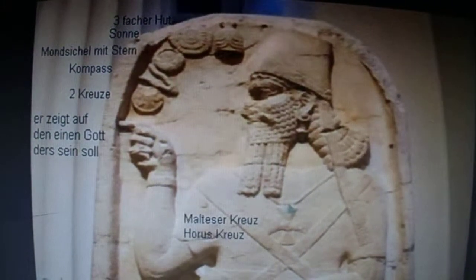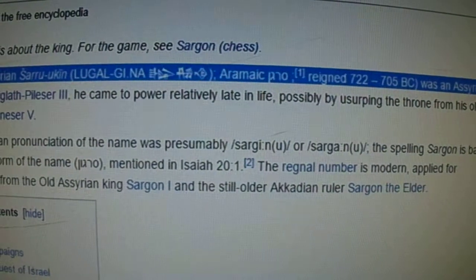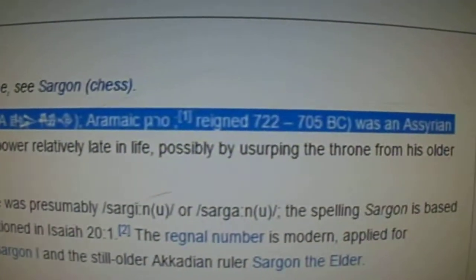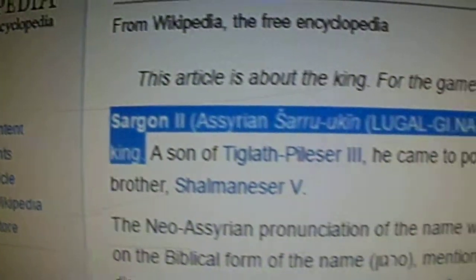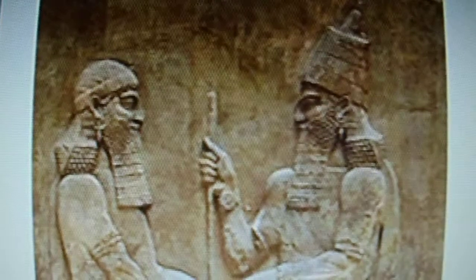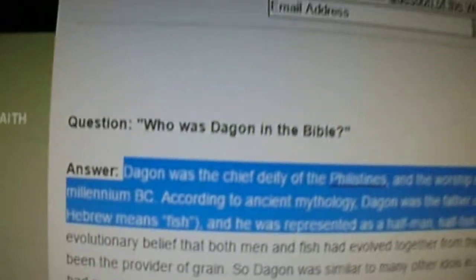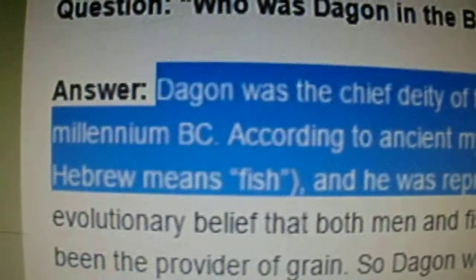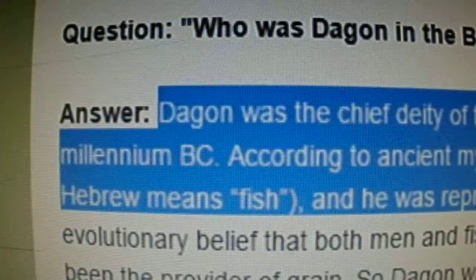Well, here it says he was Sargon, an Assyrian king. He really lived. That's not like a myth or something. Here you see him again. And here we have Dagon. That's the fish god that gave the Pope the mitra.